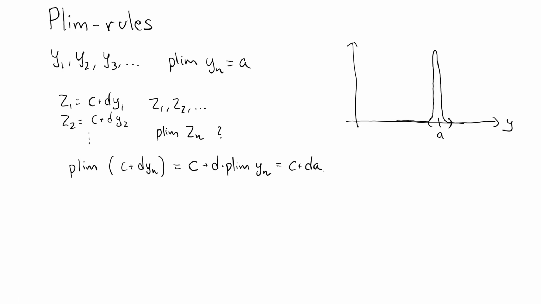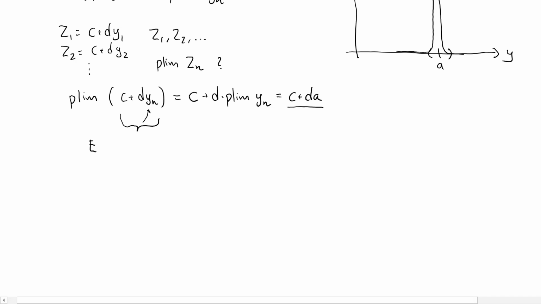We are not going to prove it, but intuitively it's not too hard to understand. When n is really large, then yn is a random variable that's very close to the constant a. So this whole thing will be a random variable that's very close to the constant c plus d a, and that's the plim. Expected values have this property as well. They do go inside linear functions, so the expected value of this zn is c plus d times the expected value of yn. However, the plim has a property that the expected value does not, and this property is that it goes inside non-linear functions as well.